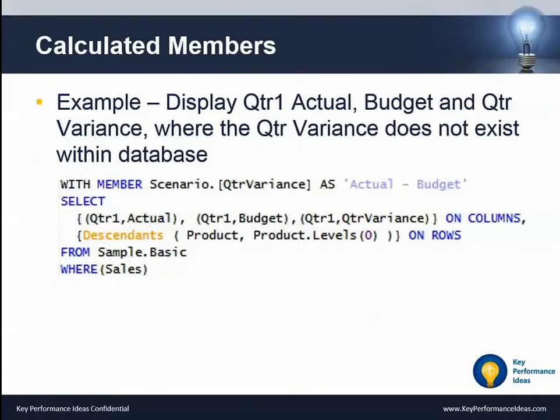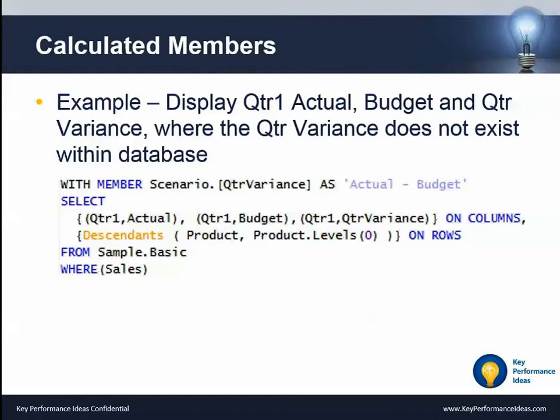So a couple of examples of this. We have display our quarter one actual, budget, and then the quarter variance. And this is in a situation where quarter variance does not exist within the database. So for that calculated member, that very first line of code defines that. So with the member scenario.quarter variance, I'm saying quarter variance is going to be a temporary member within my scenario dimension. I want to set it equal to the actual minus the budget.